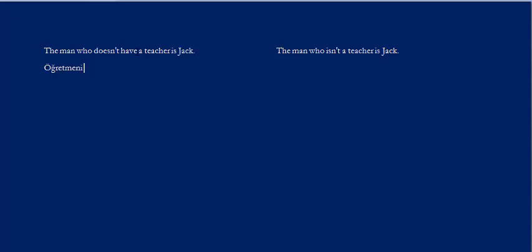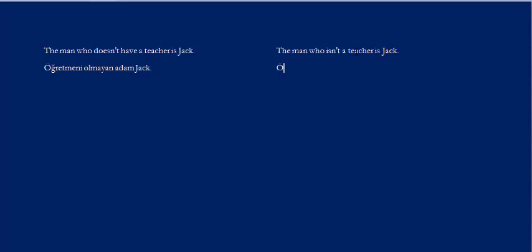But this is our subclause, so we use the verb to be, sorry, olmak, in negative. So olmayan, the man, adam, Jack. Maybe with a comma here. Or not, doesn't matter. Öğretmen olmayan adam, Jack. And here, the man who isn't a teacher is Jack. So he isn't a teacher.